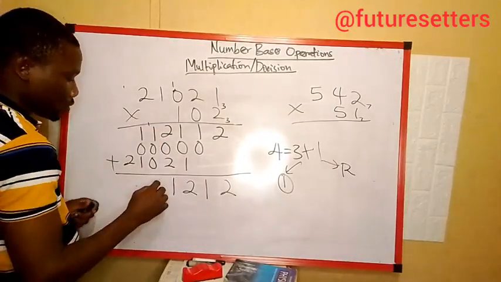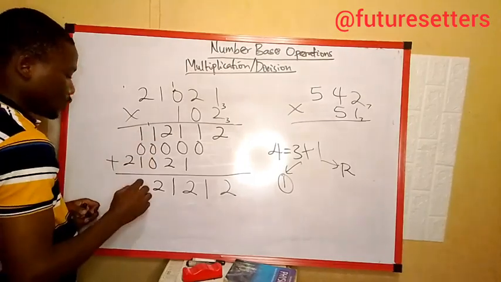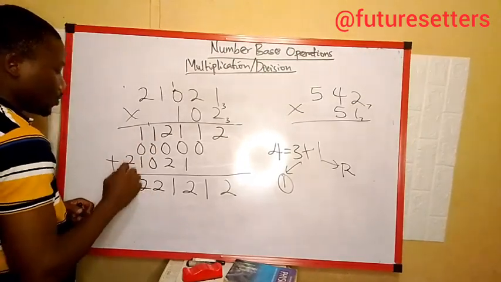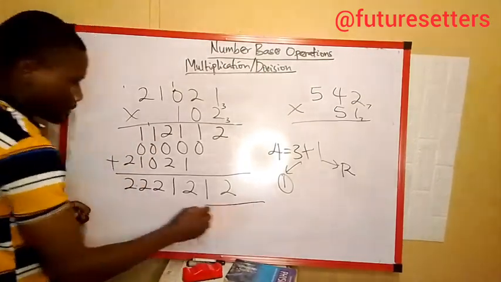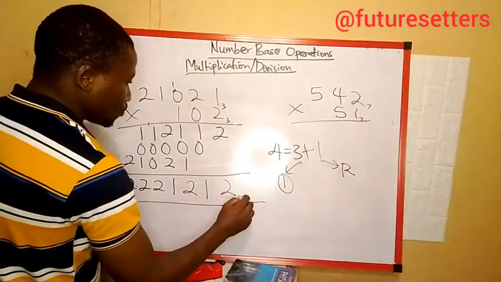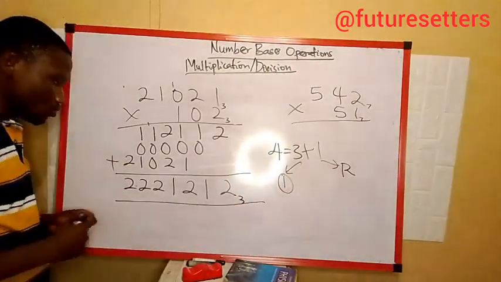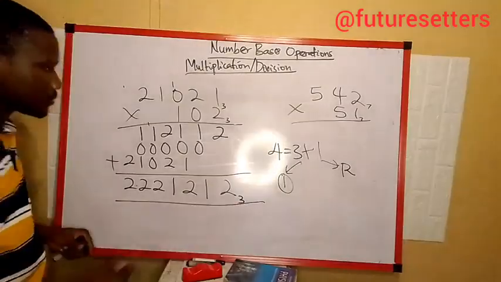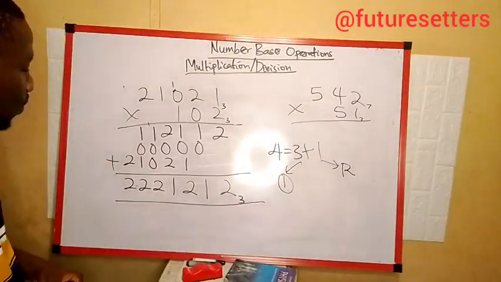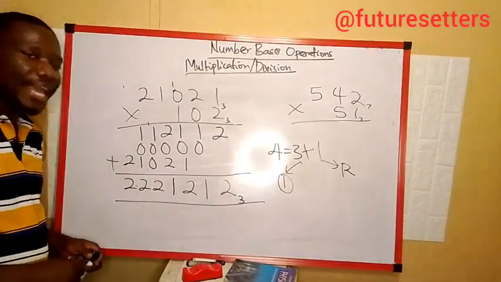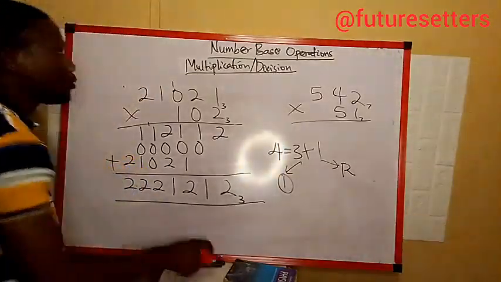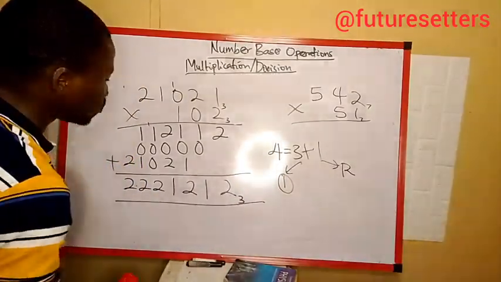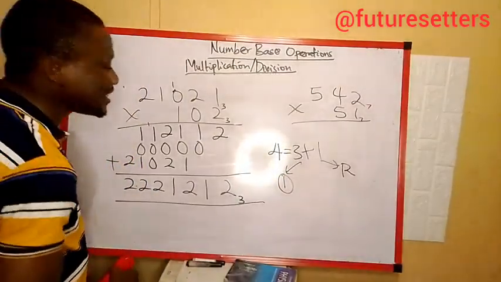1 plus 1 is 2. It's not up to 3. 1 plus 1 is 2. It's not up to 3. Then 2 is there. So our answer is going to be 2, 2, 2, 1, 2, 1, 2, base 3. Take note of this point.